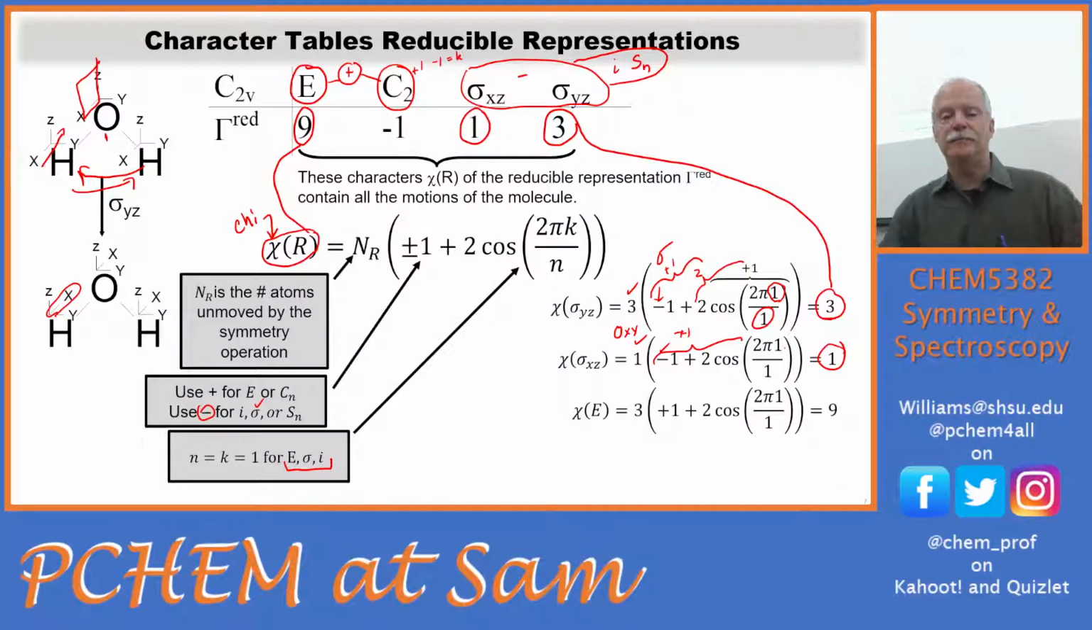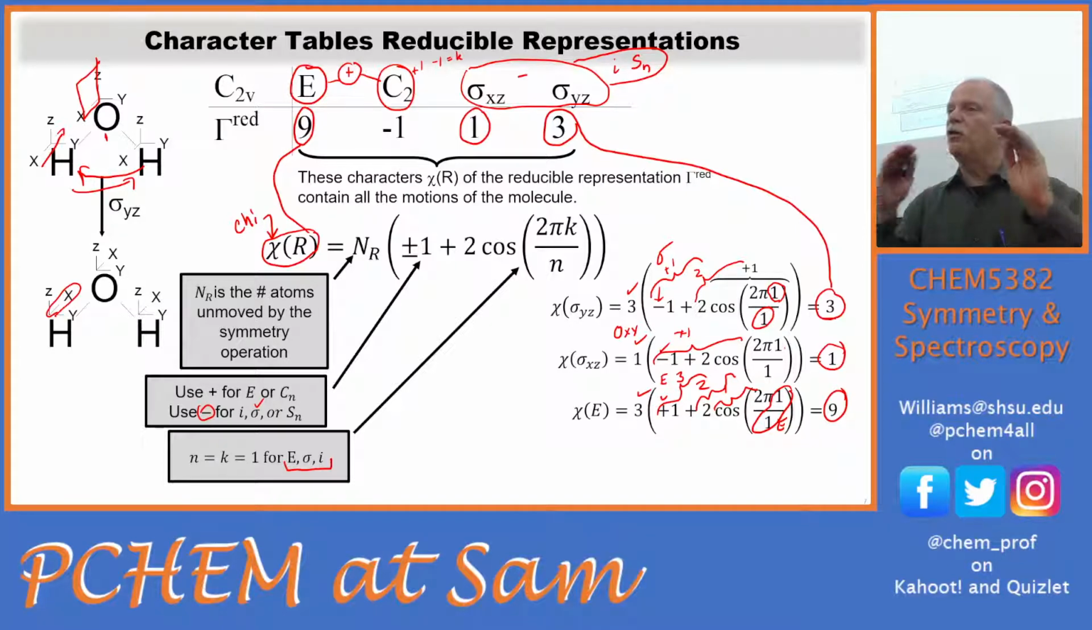Let's do E next. So we do the identity operator. By definition, the atoms don't move, and so we have 3 atoms unmoved. We're using a +1 because it's E. We have a 1 and a 1 because it's E. And so now we can evaluate this. This is 1 times 2 gives us 2, plus 1 gives us 3. So 3 times 3 is 9. So that's where that character came from. So you just work your way through this equation, and I know you don't believe it yet, but it's telling you all of the motions of the molecule.